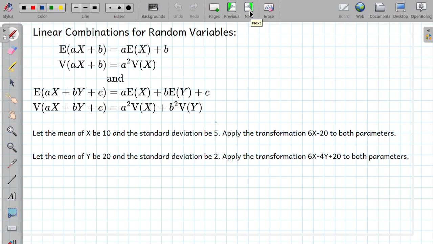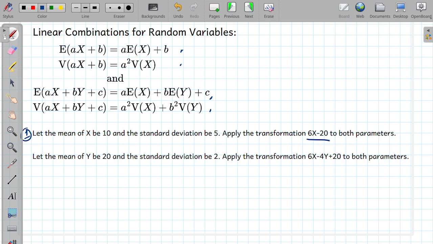Let's move on to the topic of linear combinations for random variables. So this crops up when they give you, in the case of singletons, that's these two here, where you have to modify some parameters. But if you want to modify and or combine 2 or more random variables, you use these two. We're going to do examples of both. So the first one, we're going to let the mean of the random variable x be 10, and the standard deviation will be the value 5. And we're going to apply a transformation to both parameters. Transformation will be 6 times the random variable minus 20.